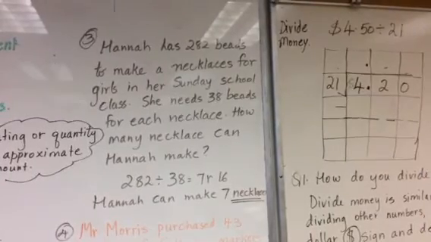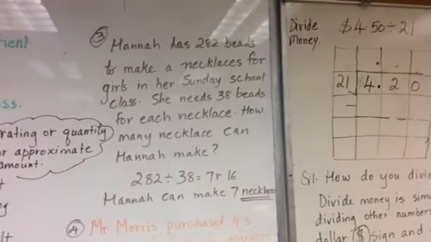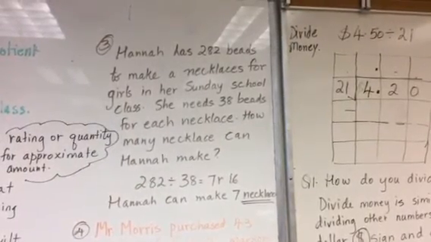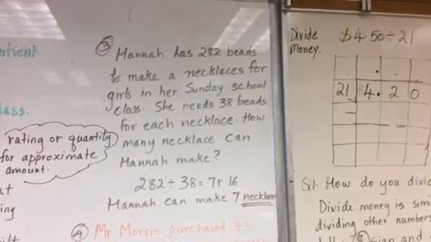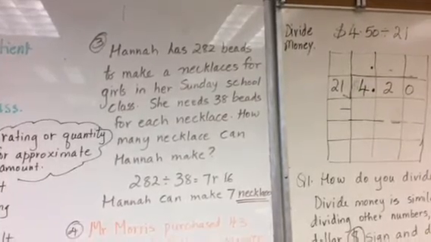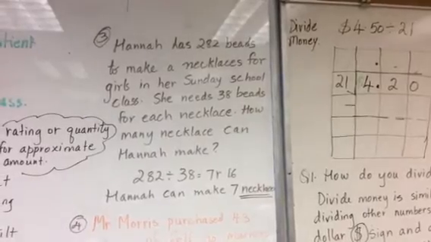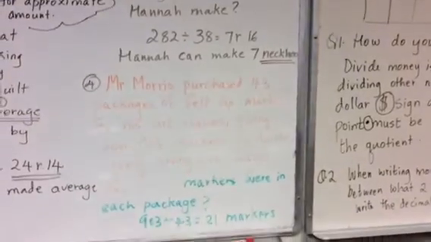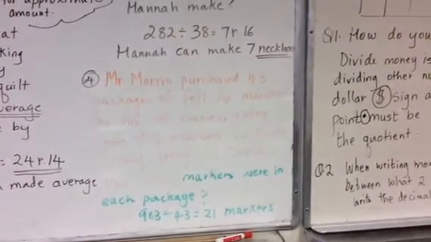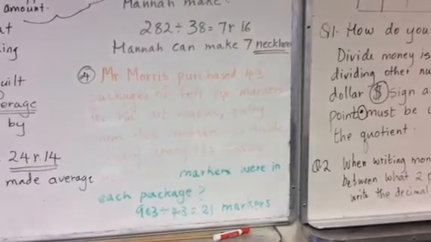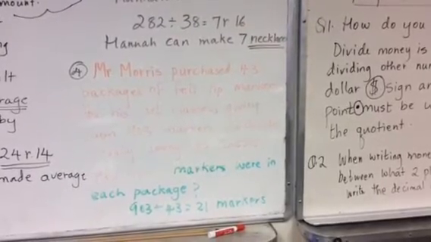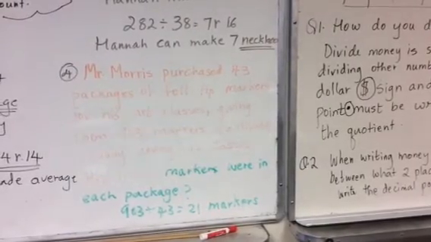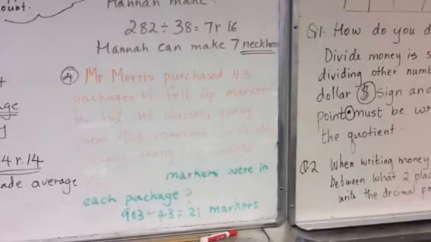So altogether she has 282 beads. She is going to use 38 beads in each necklace. So you will divide 282 divided by 38. You will get 7 necklaces she will make with 16 beads left. Okay, now let's look at number 4. Mr. Morris purchased 43 packages of felt tip markers for his art classes, giving them 903 markers to divide equally among his classes. How many markers were in each package?